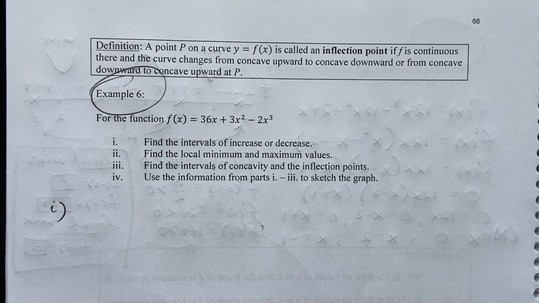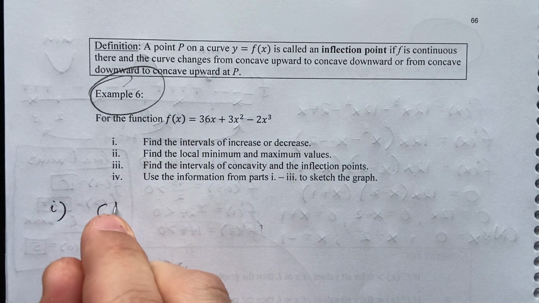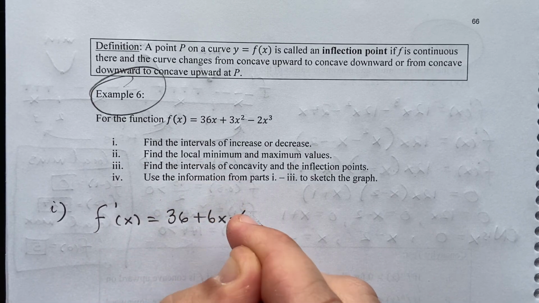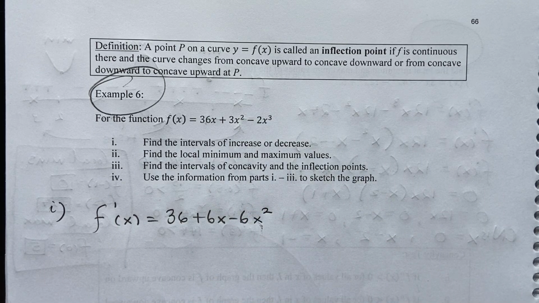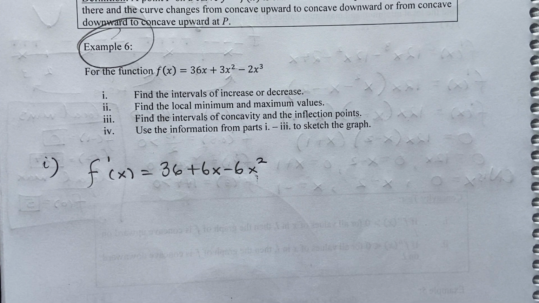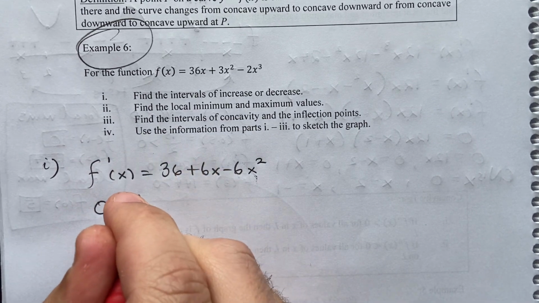Okay, so find the intervals of increase or decrease. The derivative, that's its job, right? The slopes of tangent lines, whether they're positive or negative, is how we learn whether a function is increasing or decreasing. So f prime of x equals 36 plus 6x minus 6x squared. All right, simple power rule derivative there. Now we need to actually set it to 0 and solve.